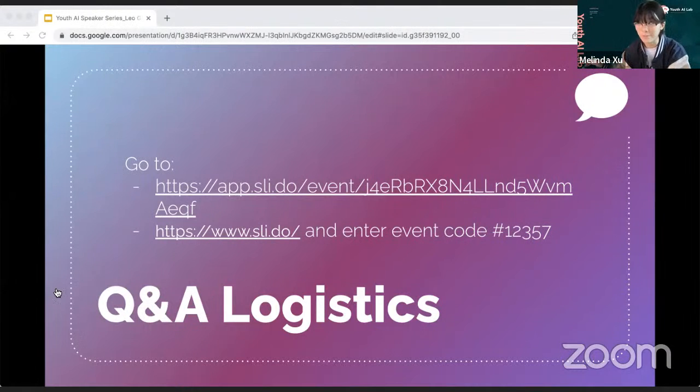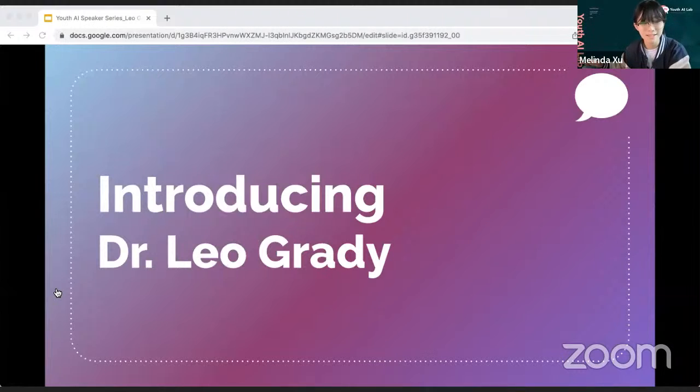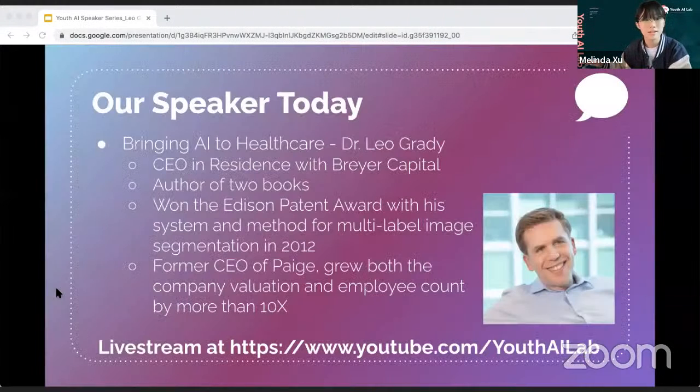And of course, now moving on to introduce Dr. Leo Grady. Dr. Leo Grady is not only a top-notch AI researcher, but also a top CEO in the AI industry who raised over $200 million over 3 years and is currently a CEO in residence with Breyer Capital, an esteemed venture capital firm that has invested in many iconic companies like Facebook, Spotify, Etsy, 23andMe. I'm sure some of those sound very familiar to y'all. And he is an author of 2 books and an industry leader.